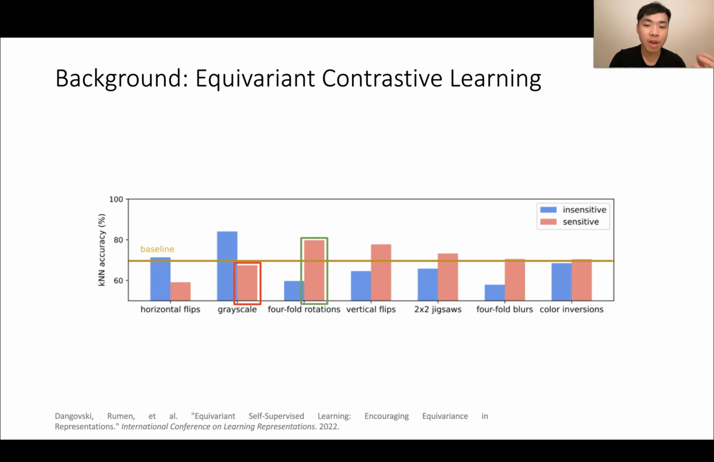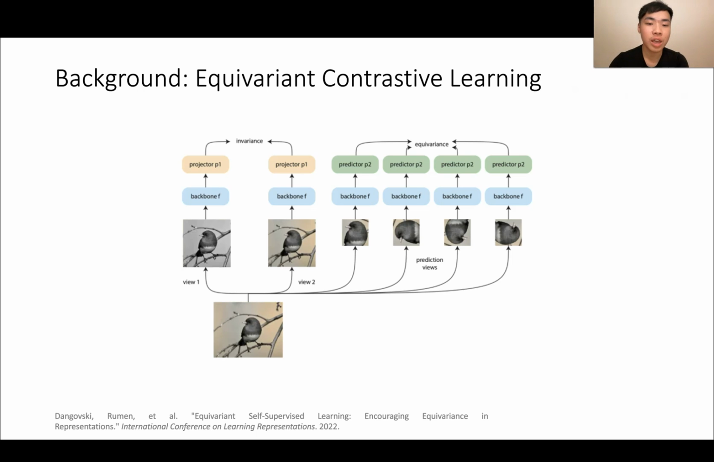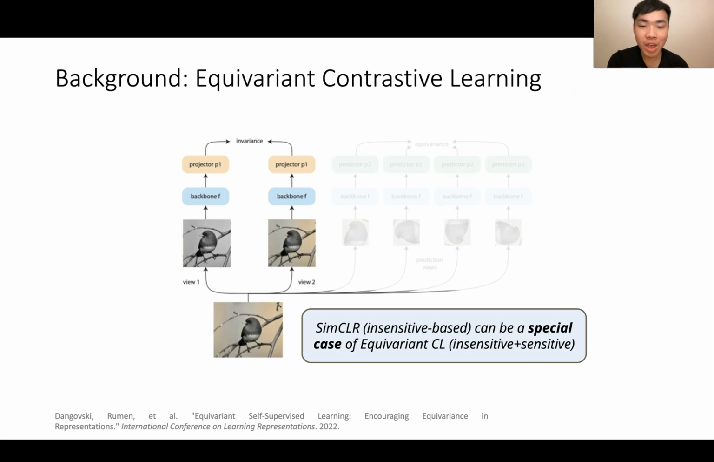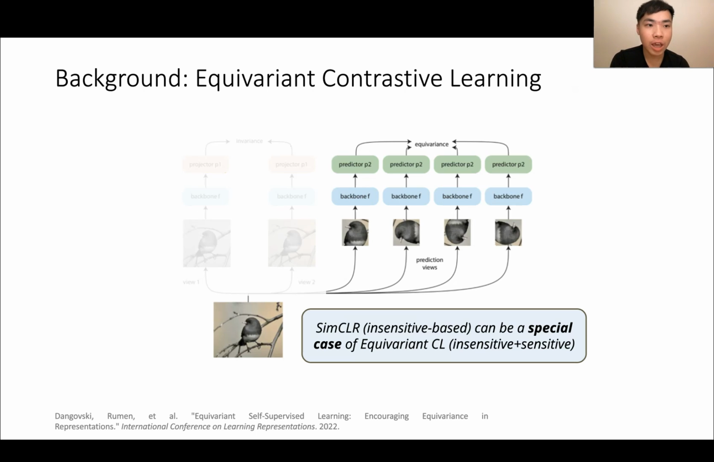So how can we have these two properties in a single model? We can have a multitask model here. On the left-hand side is a regular SimCLR model that tries to make the representation invariant to the grayscale augmentation. And on the right-hand side is a prediction task. We try to predict the rotation angle of an input image so we can make the model sensitive to 90-degree rotation augmentation.